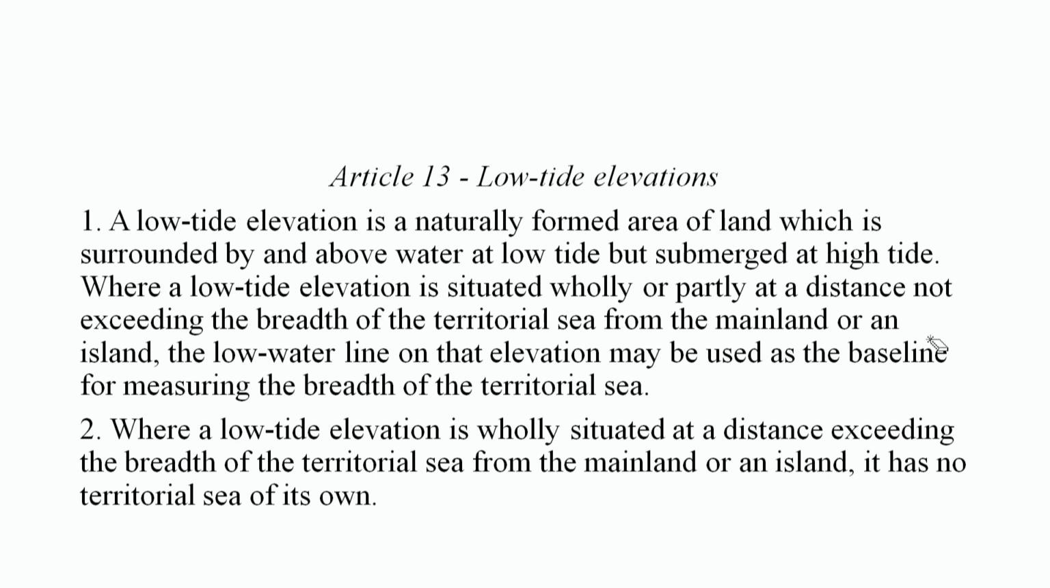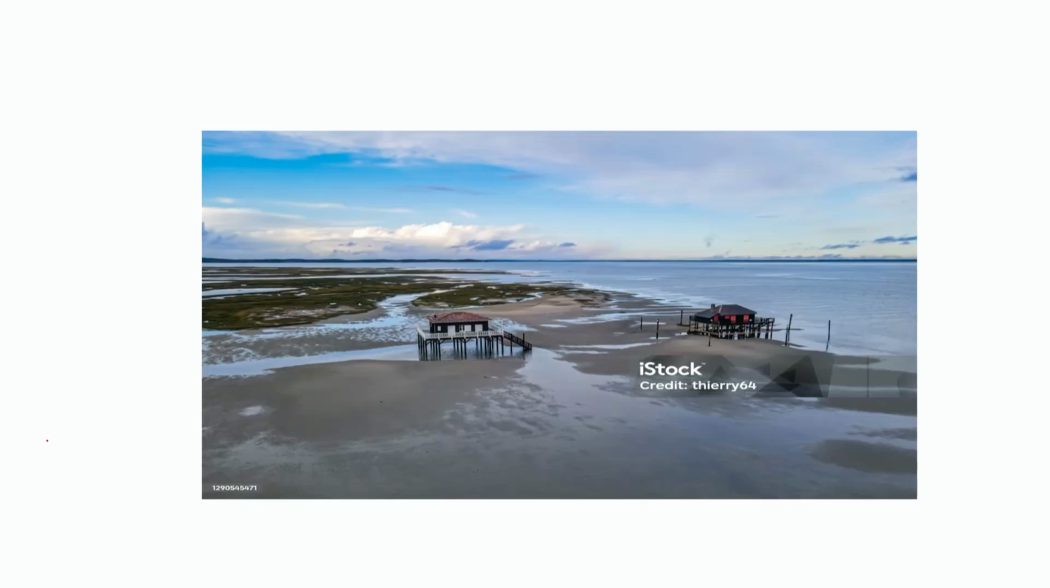Where a low tide elevation is wholly situated at a distance exceeding the breadth of the territorial sea from the mainland or an island, it has no territorial sea of its own. For example, we can understand it like this. In this picture, this is a low tide area, and let's say it falls within the territorial sea water. So this will be included in determining the boundary of the territorial sea area. From the baseline onwards, this all will be covered for determining the baseline. If it is outside the territorial sea, for example, the territorial sea water ends up here, and this is all low tide elevation.